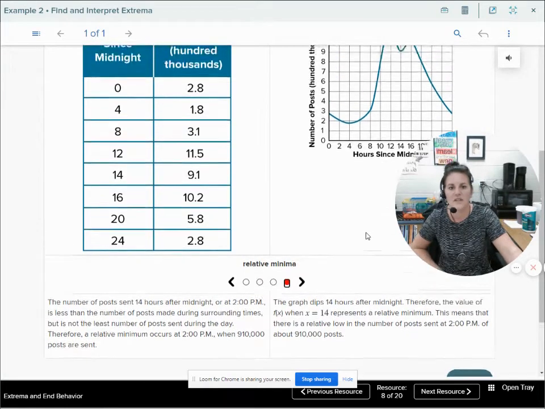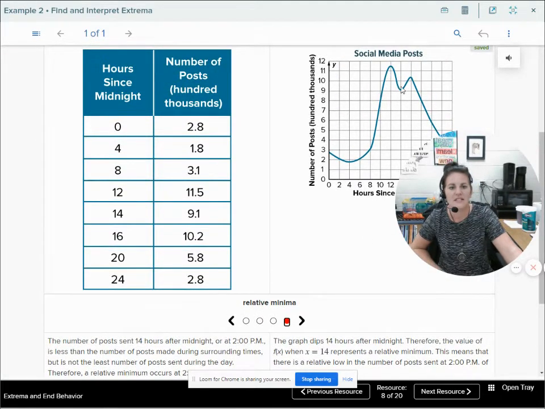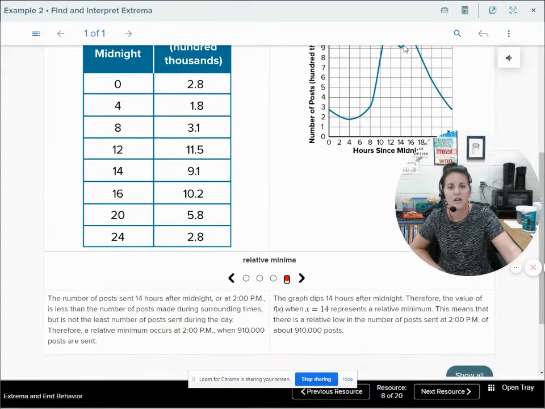And then our relative minima, this is a low point on the graph. It's low considering the points on either side of it, but clearly this is lower. So this is just called a relative minima. And it says that therefore the relative minima occurs at 2 p.m. when 910,000 posts are sent.